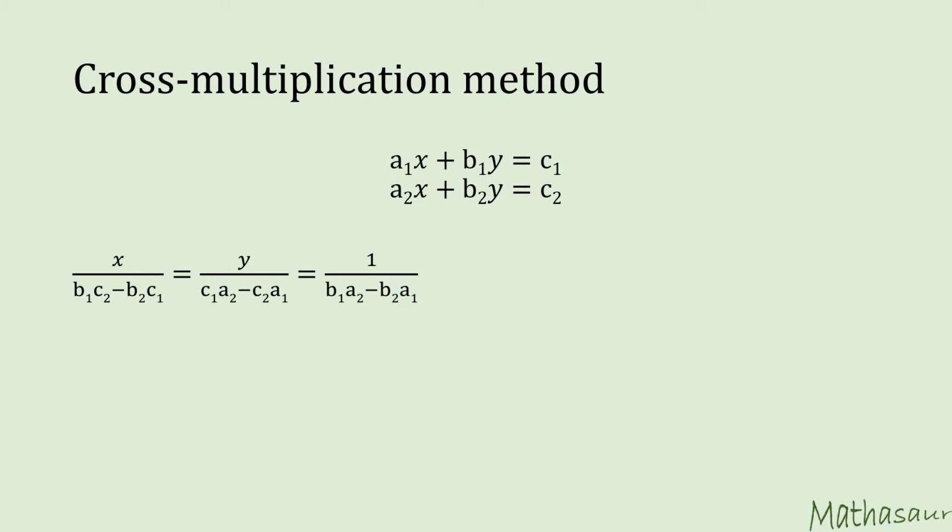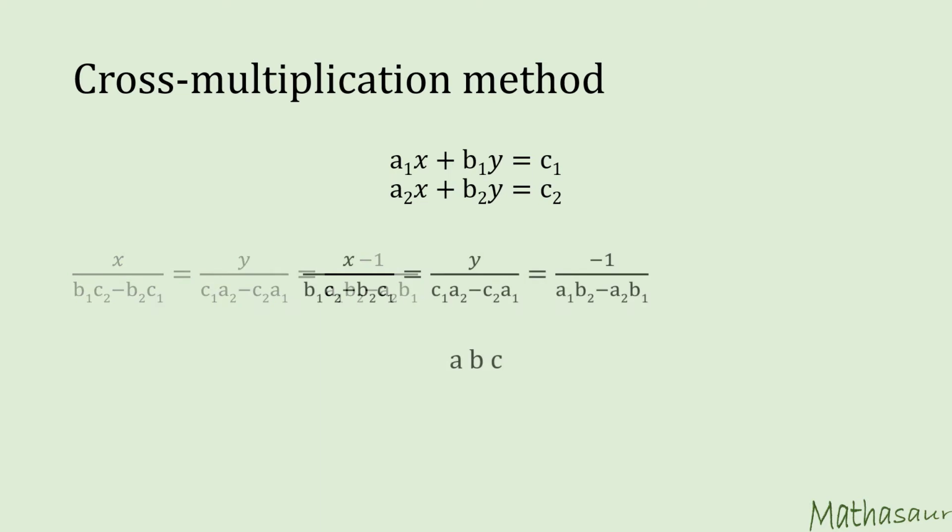But how do we remember this formula? Well, let us rearrange the third term. Let us multiply it with minus 1. So the numerator becomes minus 1 and the denominator becomes a1 b2 minus a2 b1. Now let us write the coefficients a, b, c.